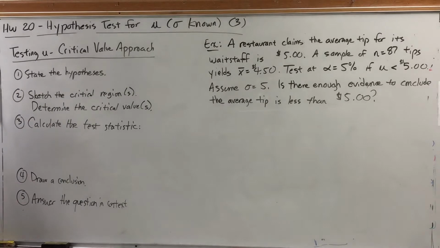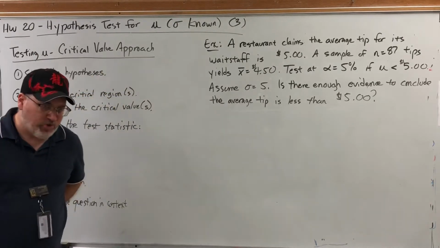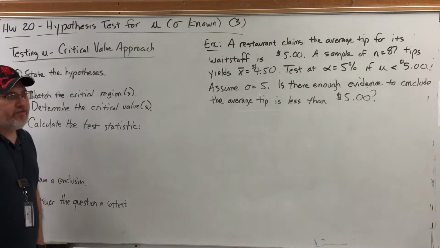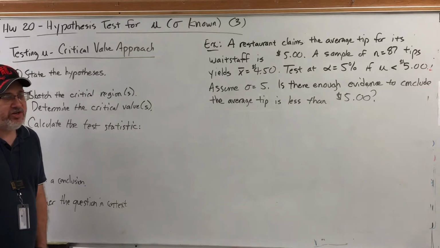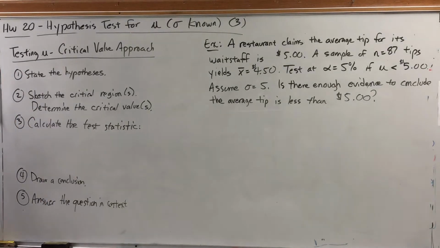All right, let's get down to it. I'm going to show you how to test mu, a population mean. Now this is called the critical value approach. There's actually two approaches I'm going to show you. They're somewhat similar. One of them just makes the decision in a different light than the other, but they have some similarities in their steps.